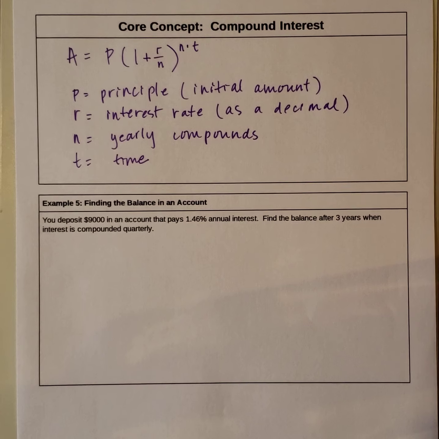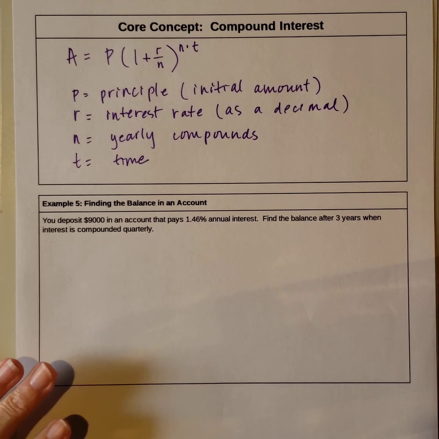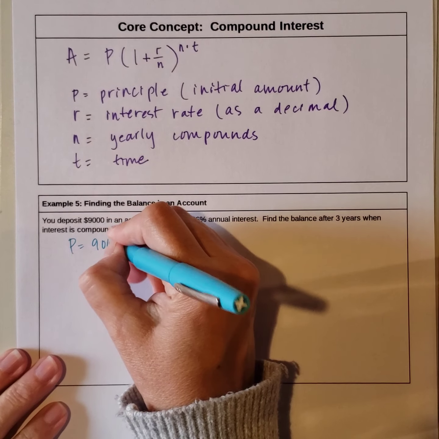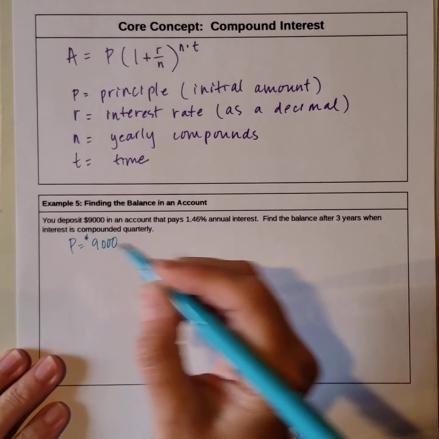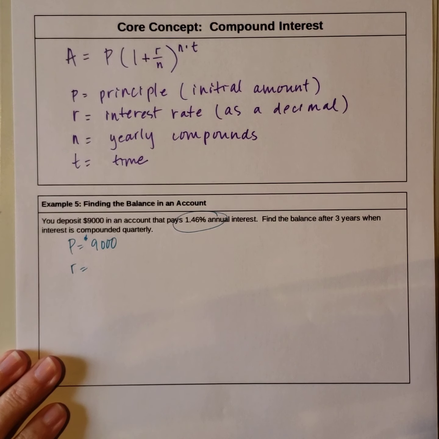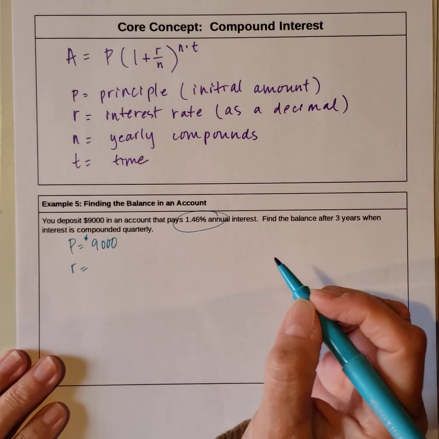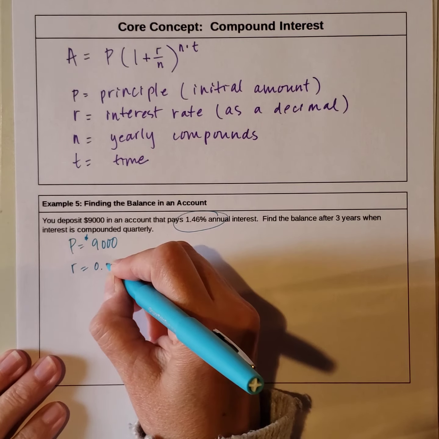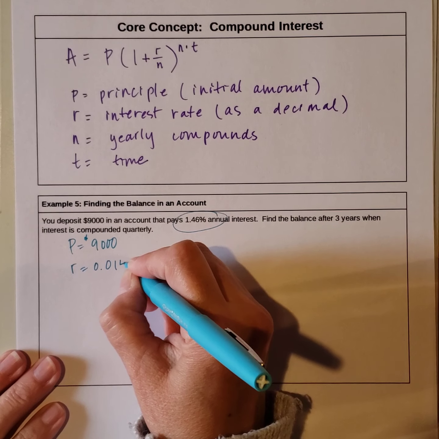So we are depositing $9,000, so our principal is $9,000. Our rate is this right here. We need to use 1.46%, which as a decimal, we move it back 2 places, so it's 0.0146.